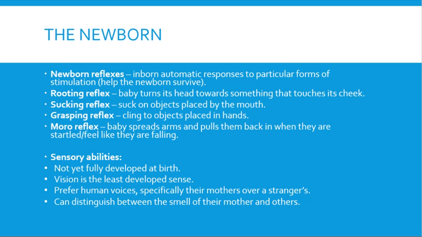Their sensory abilities are not quite fully developed at birth compared to other animals. Vision is the least developed sense. Newborn babies prefer human voices, and they specifically prefer their mother's voice over that of a stranger's, most likely because they've been hearing it the whole time they're in the womb. And they can also distinguish the smell between their mothers and others.